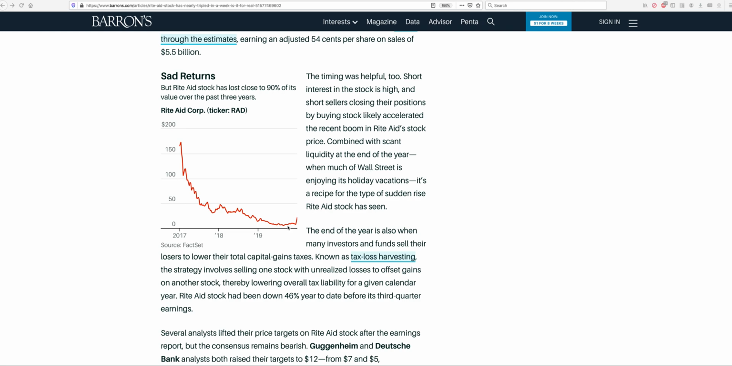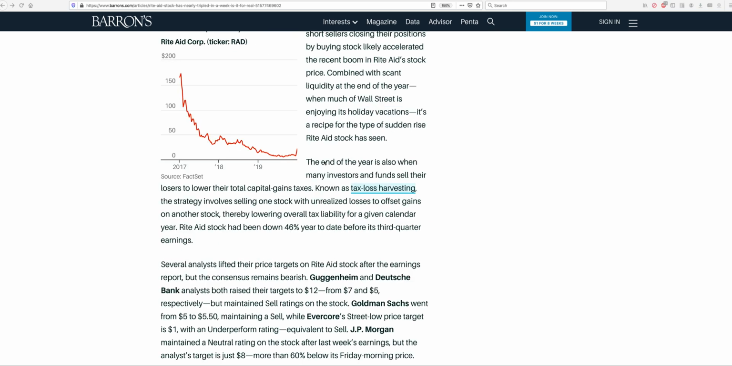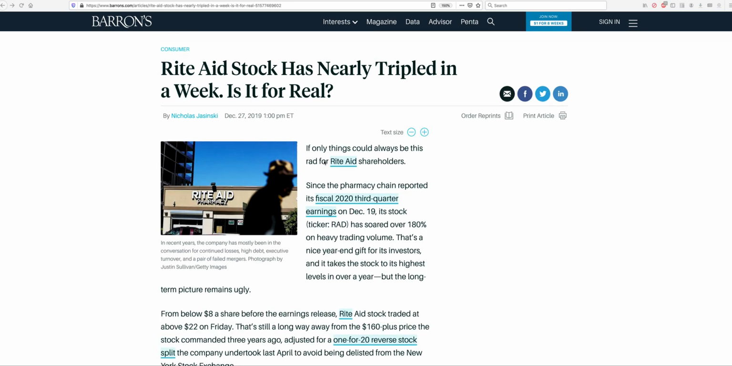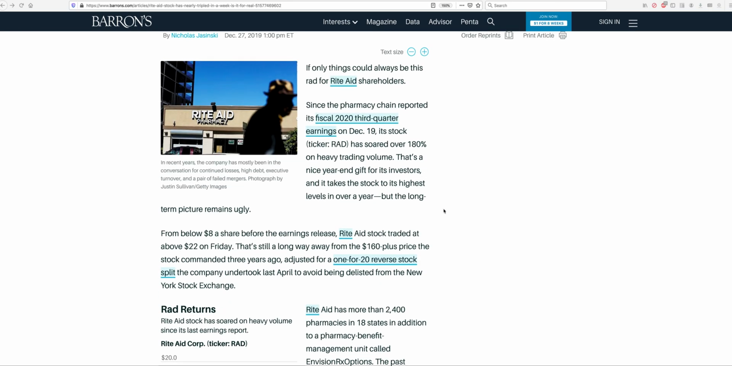And looking at this paragraph, we also see that there were a lot of short sellers that people believe closed their positions, which accelerated this recent boom. We call that a short squeeze, and we can go into that later. So just by looking at this article, we understand that Rite Aid stock jumped up after earnings. They exceeded their forecast by a multiple of 5. We understand that this is a badly managed company based on their share value. And so now we want to try to understand how we can capitalize off this play.